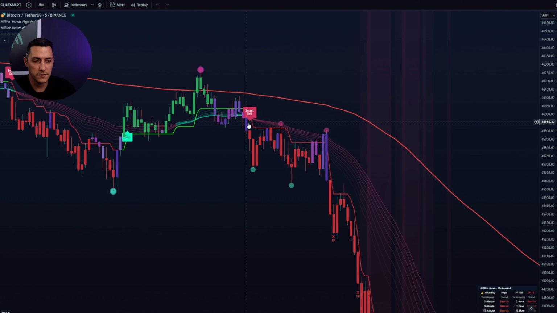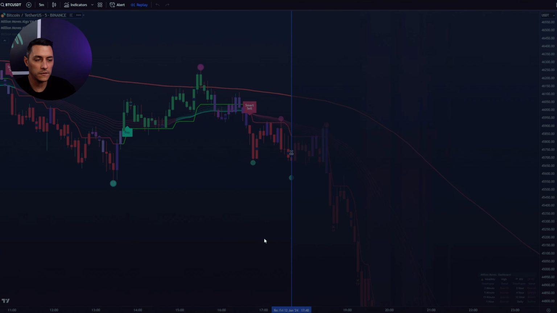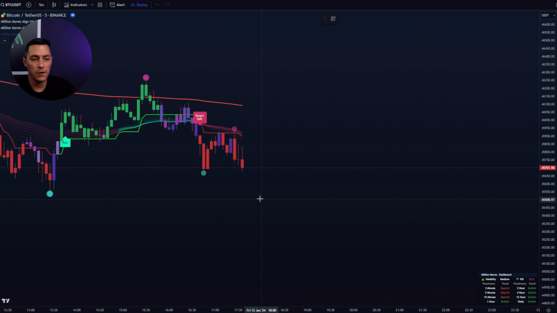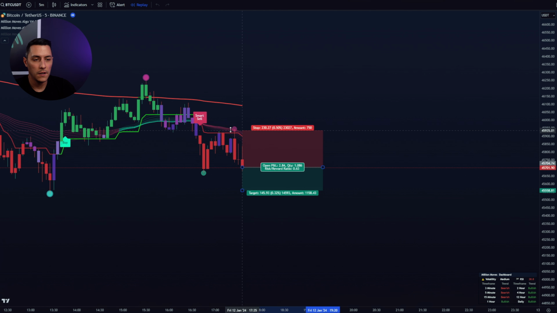This is the smart sell signal here. Our entry would be at the red dot. Let's see when the red dot appeared. Okay, so after 2 candles, we already had our red dot. This is our entry. Go slightly above the red dot. And we want the 1-to-1.